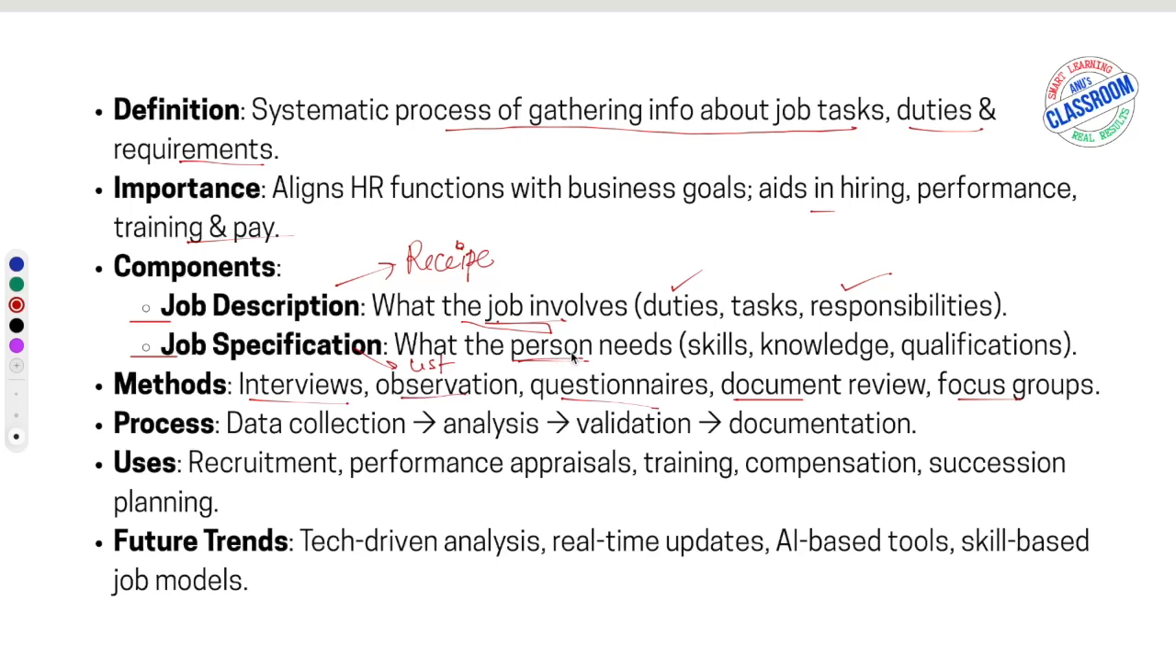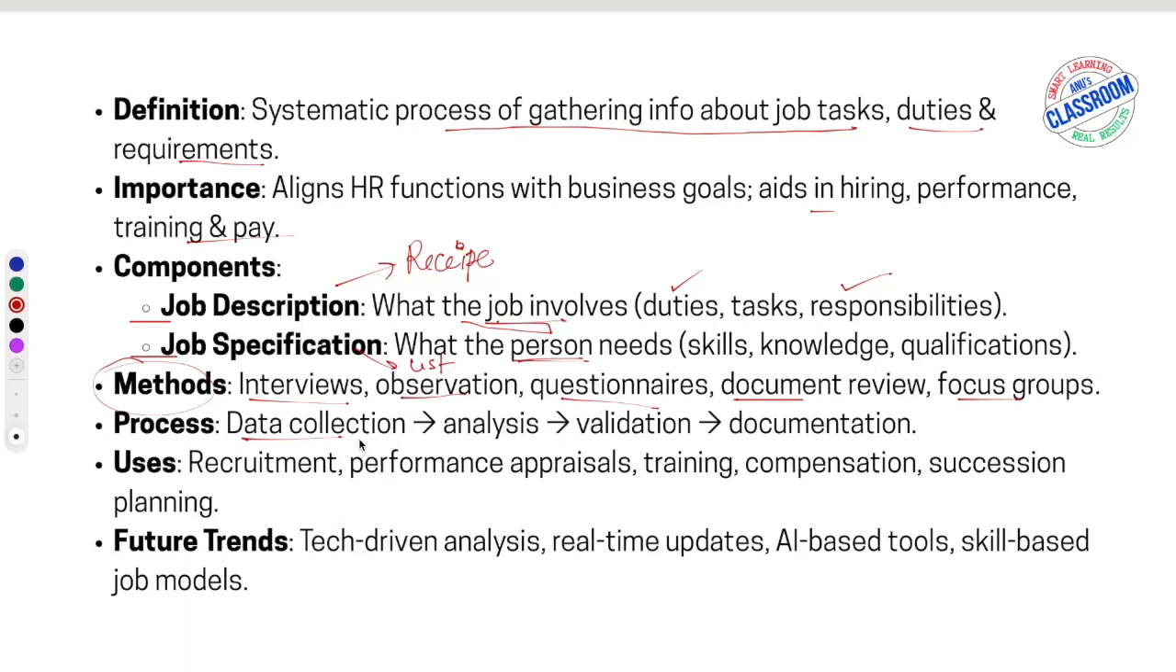So the first step is why are we doing the analysis? Maybe there is a new department that we are trying to set up. Is there a merger, or is it just because we have an outdated job description? Then we select the job or jobs that we want to study, and with that we can start collecting the data. How do we collect the data? We can use any of the methods that we discussed, or a combination of these methods, to collect that data.